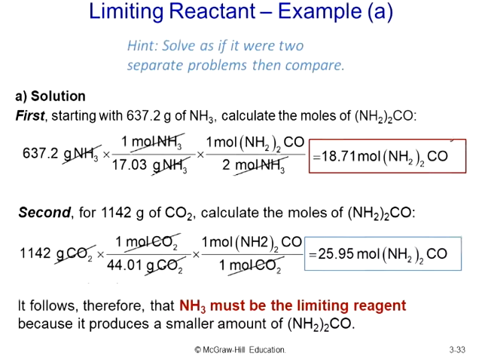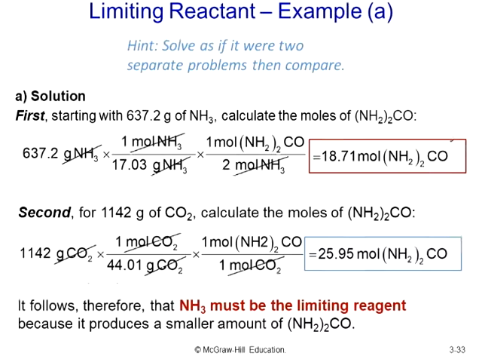When we take the ammonia as a given, we set up a dimensional analysis process, which you know how to do now. Gram on the bottom, mole on the top. Then we do an interconversion because we're going from one species to the other. So we'll need a mole-mole interconversion. And in a mole-mole interconversion, we look at the balanced equation to determine the moles that we write in this equation. And we get 18.71 moles of urea.